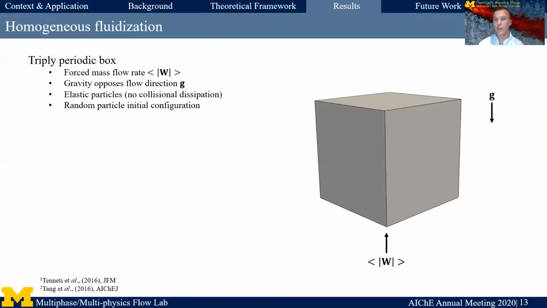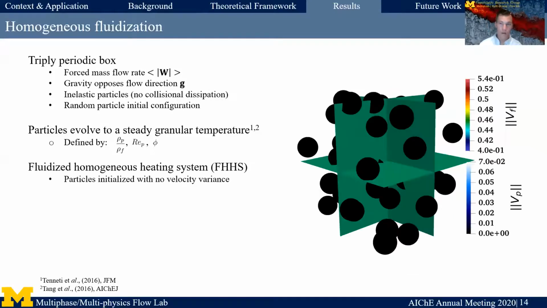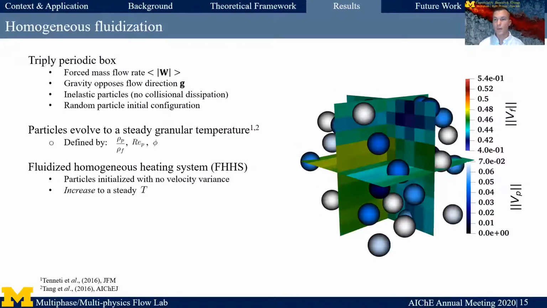random initial configuration. We know from PRDNS that the particles will evolve to a steady granular temperature, which is defined by our triple point, our density ratio, our Reynolds number, and our solids volume fraction. From this, we can define two canonical flows. Specifically, we'll start off with the fluidized homogeneous heating system, where particles are initialized with no velocity variance. And then in time, that granular temperature grows to a steady value, quote unquote, it heats.